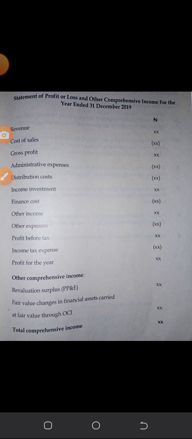We'll be looking at the format for a statement of comprehensive income, also known as statement of profit or loss, and other comprehensive income. And like I've said earlier, I decided to bring these into play so that you will see what I was saying about the important features that must be on the financial statement. Look at this: year ended 31st December 2019. That is the period. The currency is in naira. And so for the statement of comprehensive income, we have the following items.